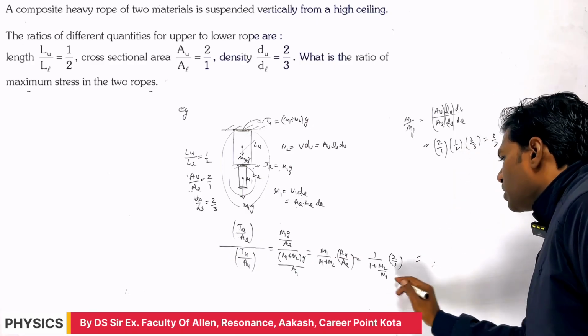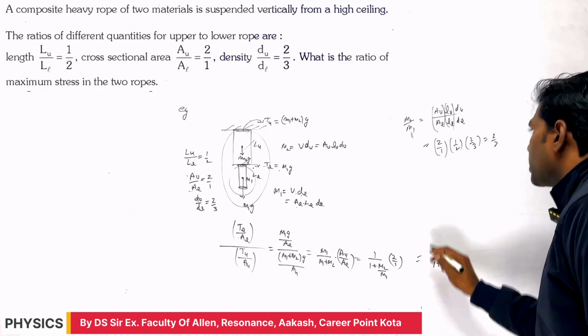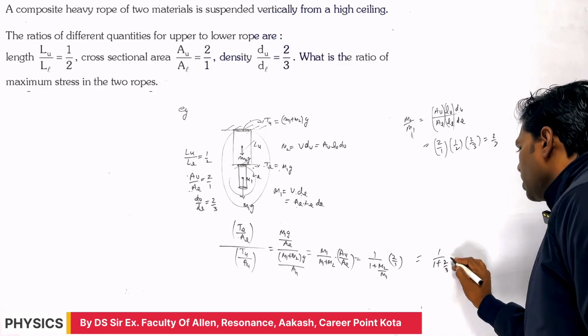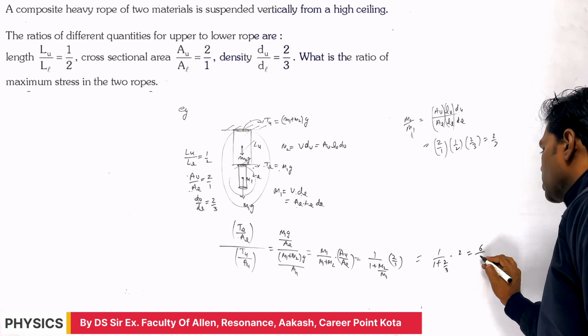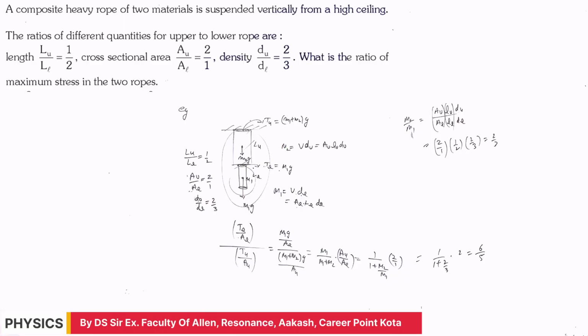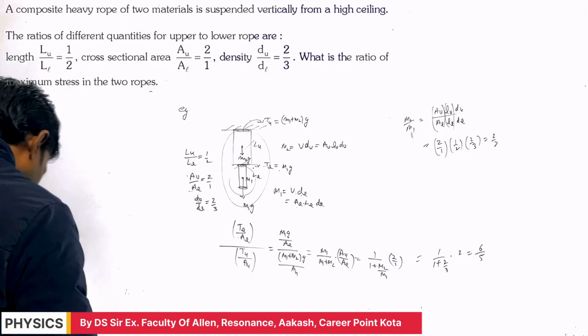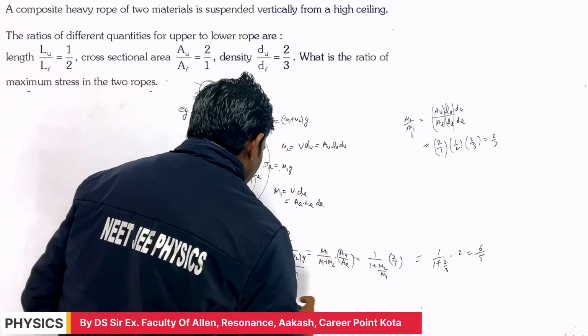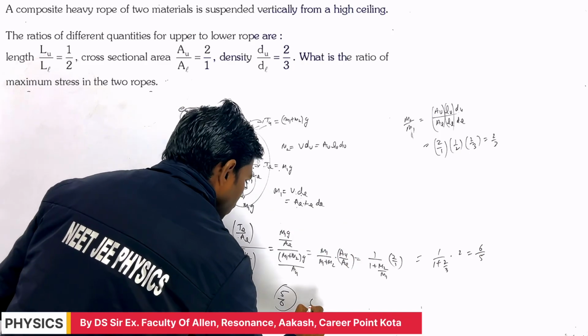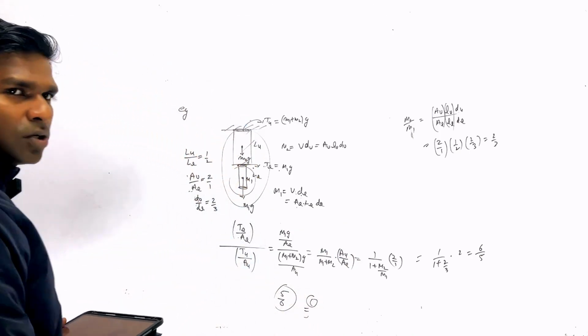So here this is 1 upon 1 plus M2 upon M1, which is 2/3 into 2, equal to 6 upon 5. Right. So this is the correct answer. 6 upon 5. But they're asking the reciprocal, so you may write 5/6. Right. So C option is the correct option. Right. Copy this.